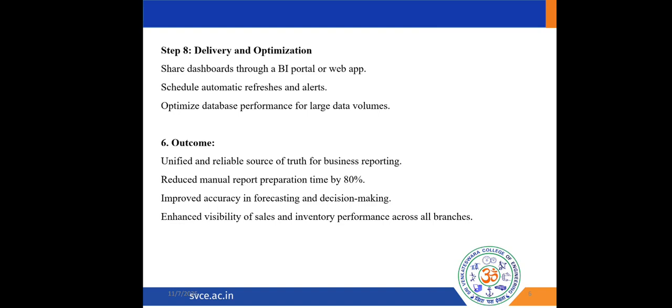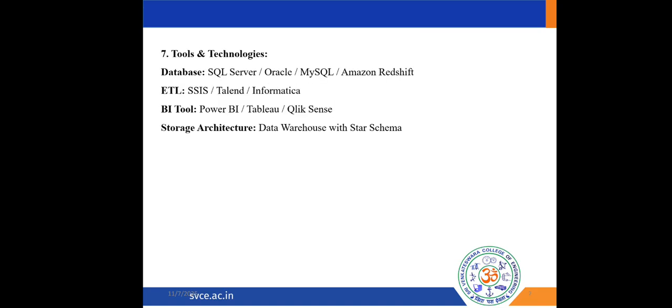Next, the tools and technologies that we are using here: database, ETL, BI tool, and storage architecture. On database we use SQL Server or Oracle or MySQL or Amazon Redshift. And for ETL we have tools such as SSIS, Talend, and Informatica. And BI tools are Power BI, Tableau, and Looker. And the storage architecture is the model of this scheme, that is, a data warehouse with a star schema.